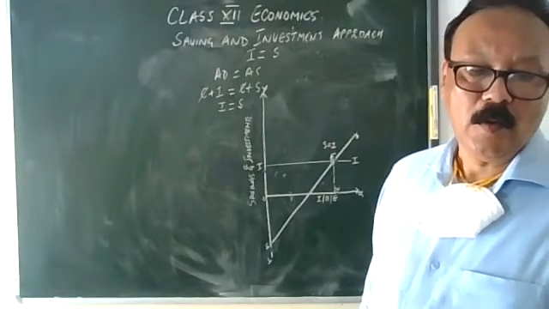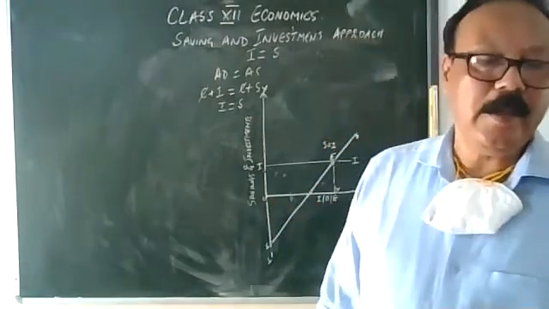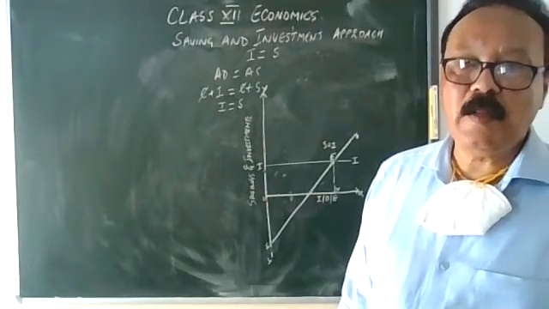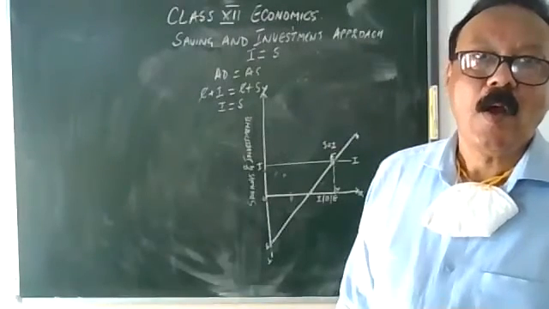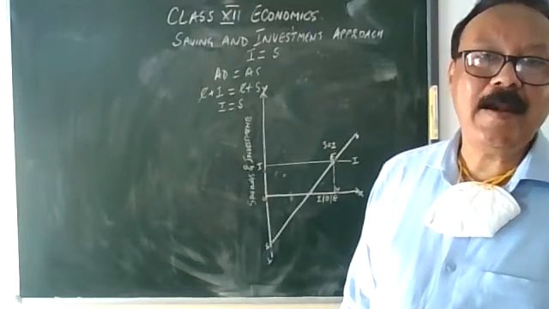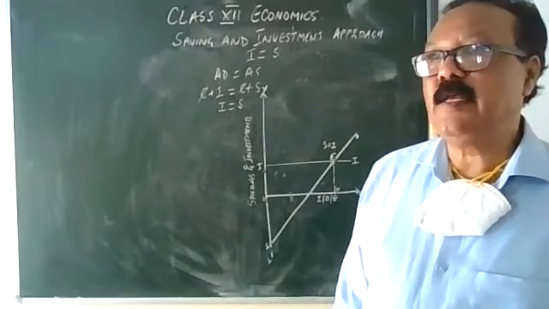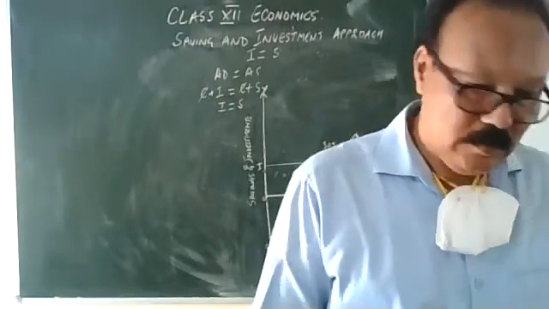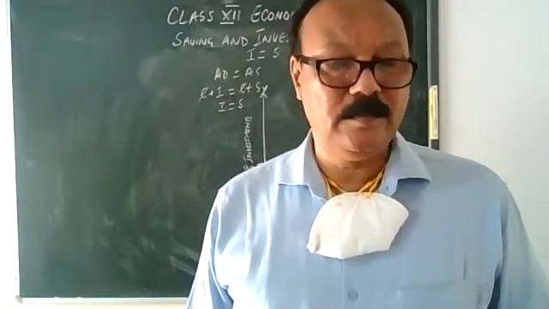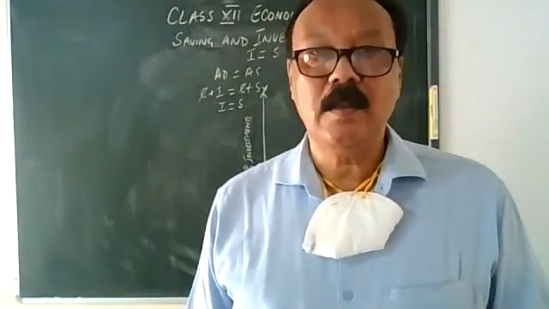Therefore, OY is the equilibrium level of income and output, as it is at this level that the planned savings and investments are equal.